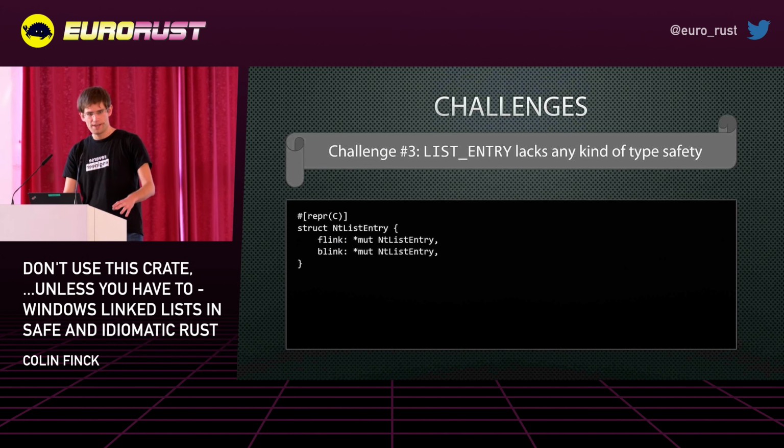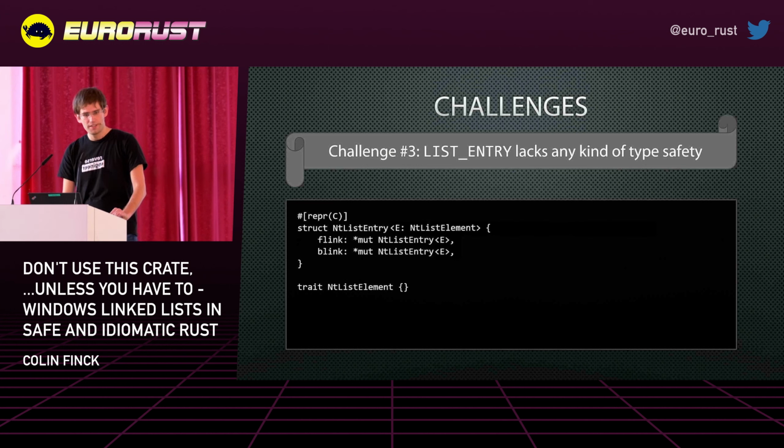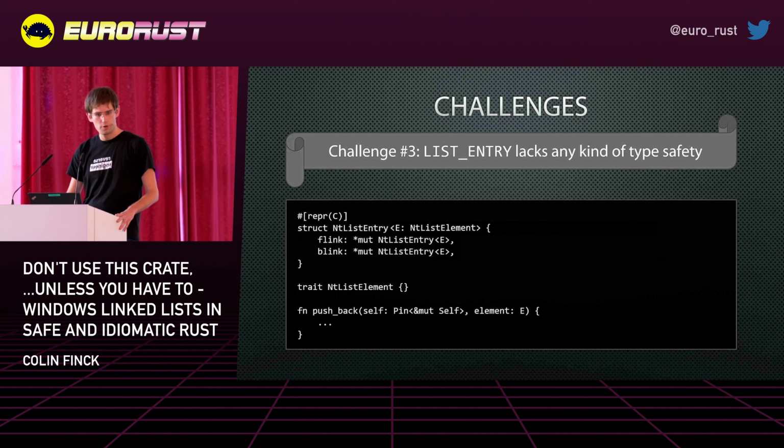What I do when I now translate list entry to a Rust structure, this is the original, I can just add a type parameter E with a newly introduced NT-list element trait, which I now need to implement for all of my element structures. And when I then push that, my push back function will only accept elements of type E. So this is already a first step on making it type safe. Is that enough though? Spoiler alert, it's not.